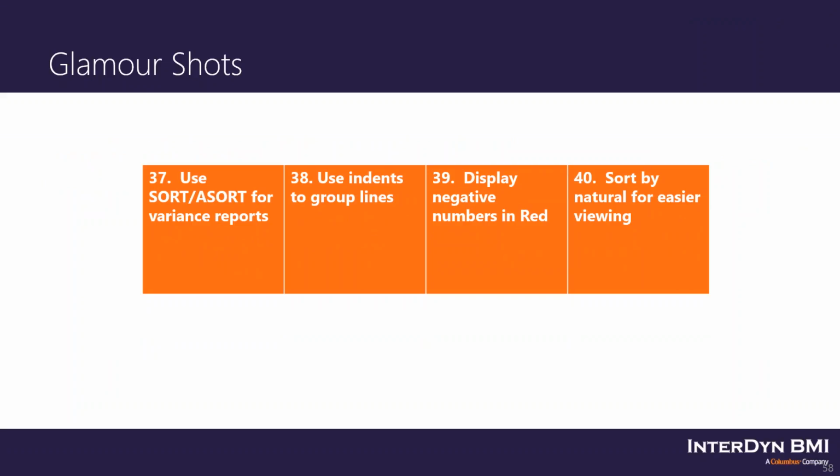All right, hey, the last four, we're on Glamour Shot. So we're going to talk about how you can make the report do cool things in terms of formatting. Okay, so we're going to talk about sorting, using indents, displaying negative numbers in red, and sorting by a natural account when you drill down into things so that you can sort things a little easier.